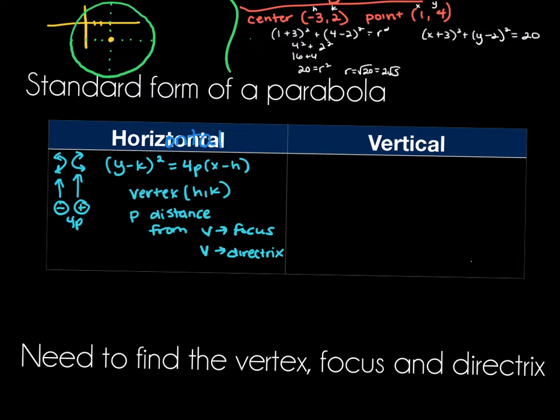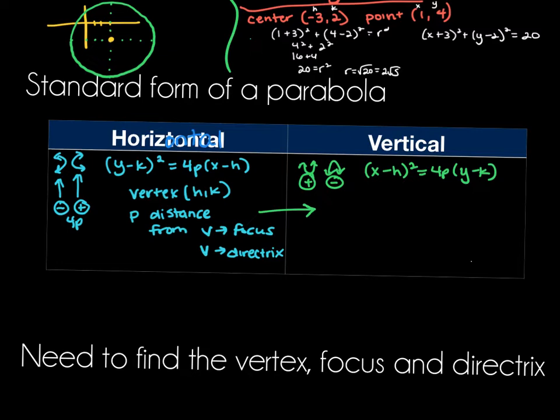If it's vertical, now we're gonna point up or down. This is an x squared, so x minus h squared equals 4p y minus k. If the 4p is positive, it points up. If it's negative, it points down. But everything else here is the same. Vertex is still hk, and p is the distance from the vertex to the focus, or the vertex to the directrix.